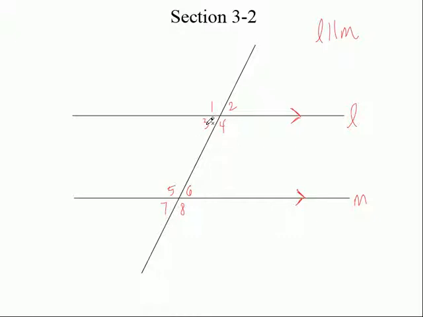Let's just, for the fun of it, go through some other ones. What about 3 and 6? What would you call 3 and 6? Alternate interior angles. What about 2 and 7? Alternate exterior angles. Good. What about 3 and 5? Alternate interior. They're not alternate. They're 3 and 5. They're consecutive interior angles. Okay? 3 and 5 are consecutive interior angles. Everybody got that? All right.